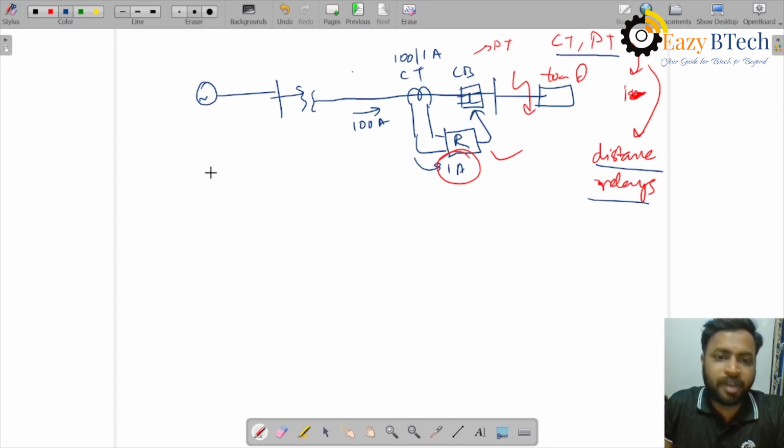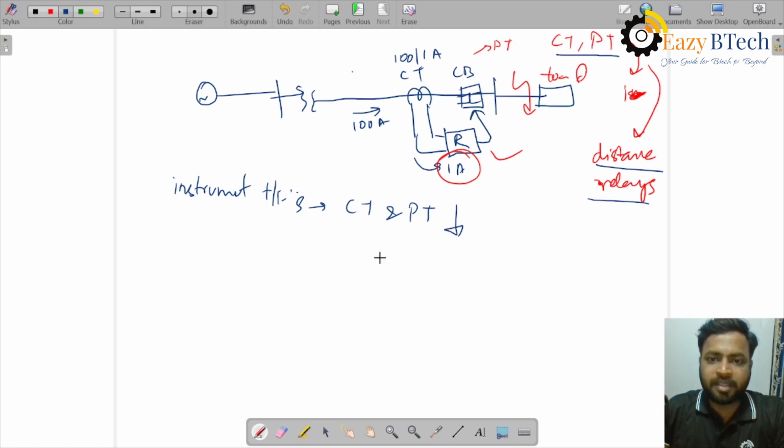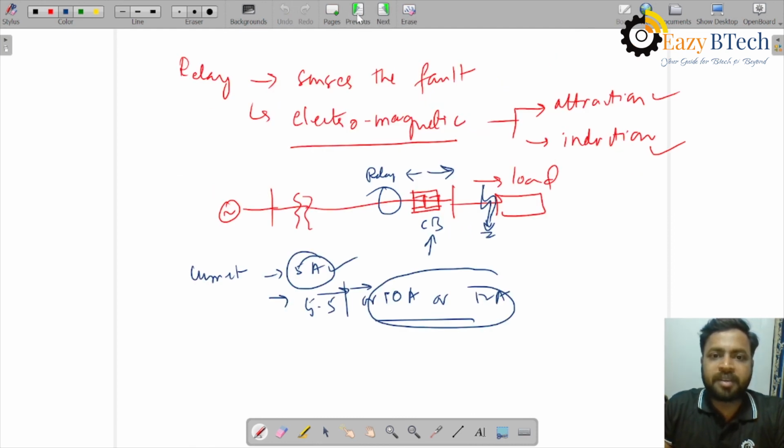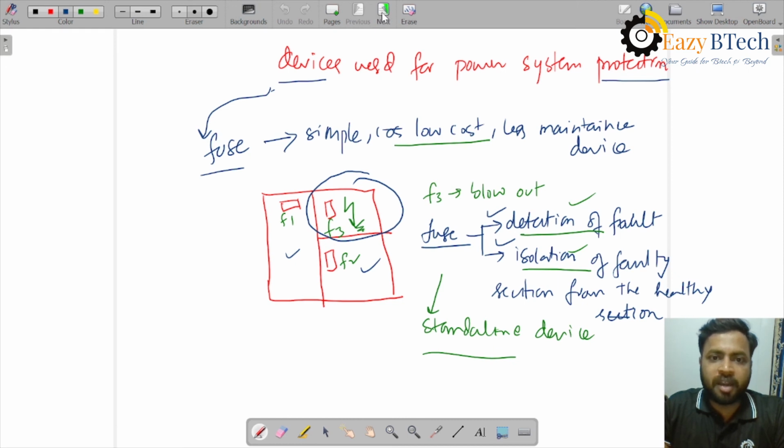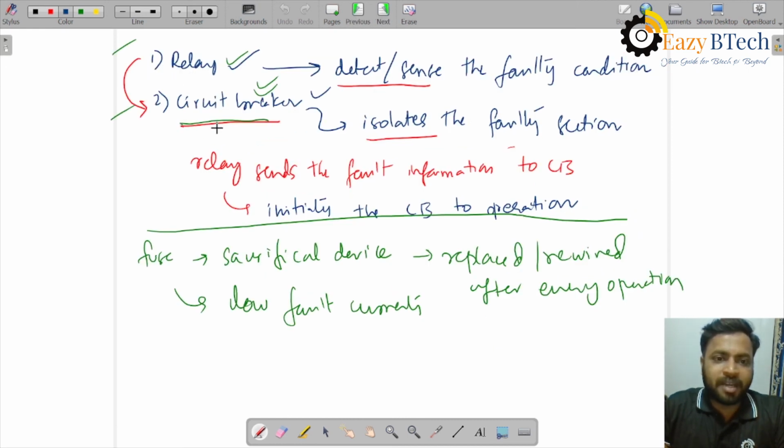So here what essentially we are doing is using instrument transformers, CT and PT, to reduce the magnitude of voltage and current that is fed to the relay. By this we are gaining some advantage: the relay rating is reduced, and its cost as well as its footprint is reduced. In this lecture I tried to tell you some of the drawbacks of the simple fuse, and what is the basic function of a relay and a circuit breaker.